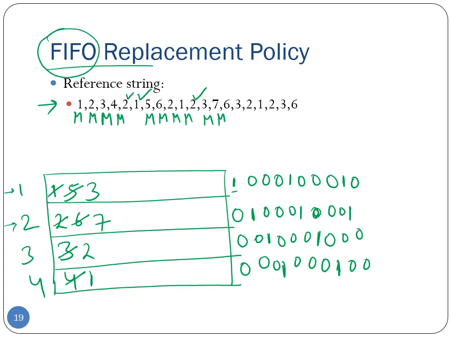Next we reference 6. Now note that 6 was just now evicted, so it is not present in the cache, so this will also be a miss. Now we have to evict the oldest entry, which happens to be line number 3 in this case. So let's evict 2 and bring in 6 here, and update the reference string.